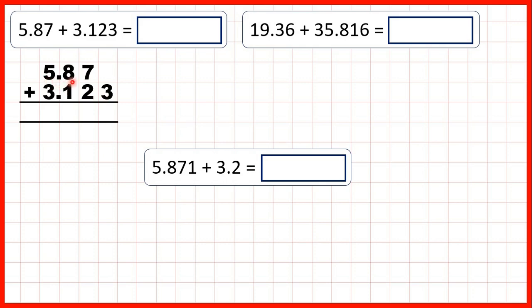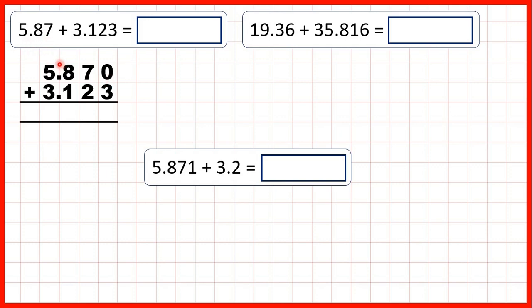Now, 5.87 is the same as 5.870, so we can write zeros in empty squares, because that doesn't change the value of the number. All this zero tells us is that we don't have any thousandths in the number 5.87.